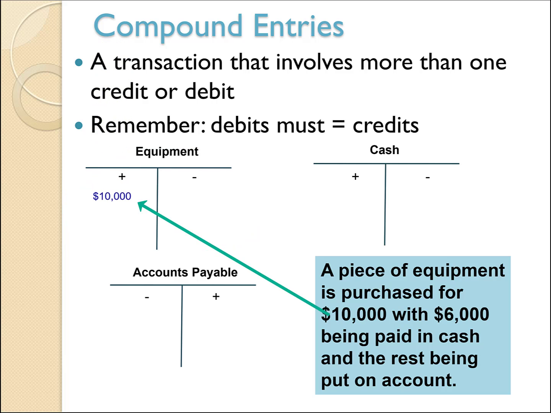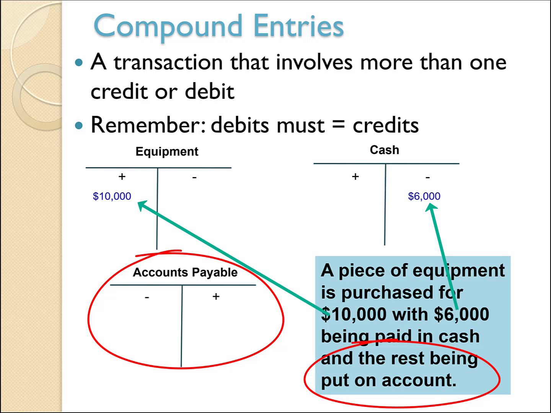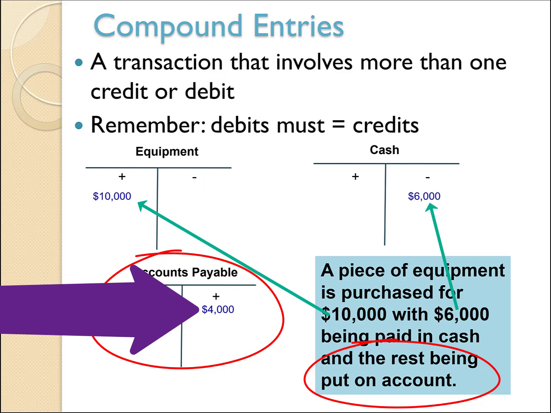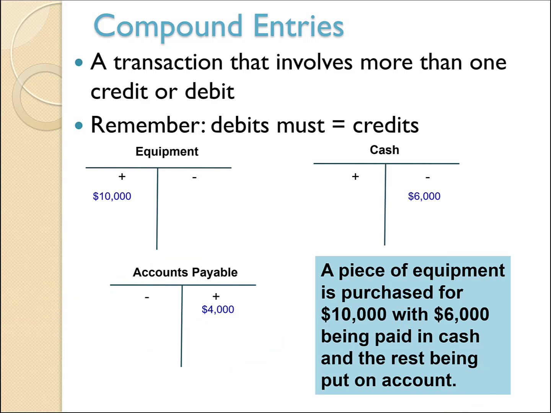How much did we pay for the equipment in cash? $6,000. So is cash going up or down? Cash is going down by $6,000. And then notice it says the rest is being put on account. So is accounts payable increasing or decreasing? It's increasing, and by how much? Well, if the equipment cost is $10,000 and we're putting down $6,000 in cash, then the balance, $4,000, goes into accounts payable.